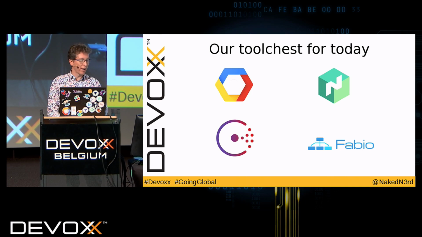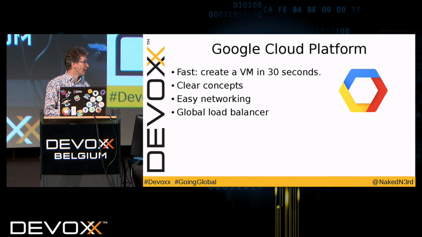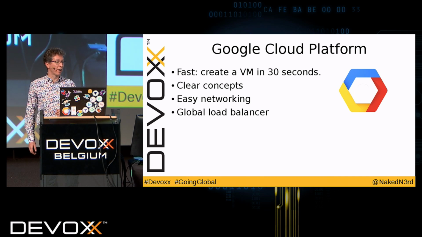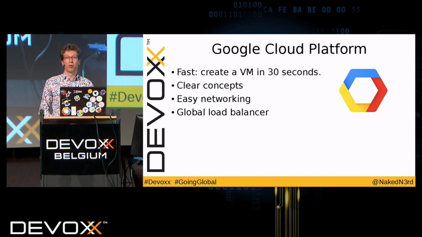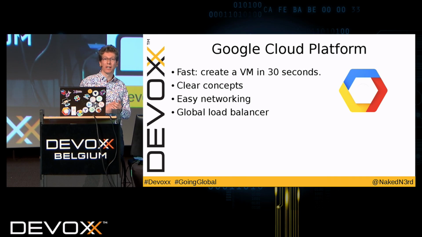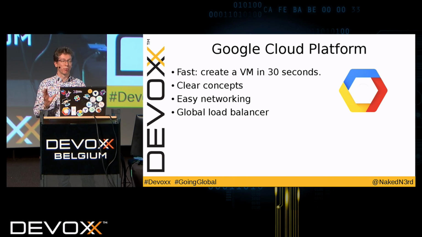So why Google Cloud Platform? Well, I could have used Amazon or Azure, but we use Google Cloud Platform a lot, for example, in training environments, because it's really fast. You get a VM in 30 seconds, so that's nice for a tools in action talk. The concepts are clear and simple, so they're easy to convey and to understand. And also, since it's not around as long as Amazon, there's just a smaller, simpler website instead of 200 different features.